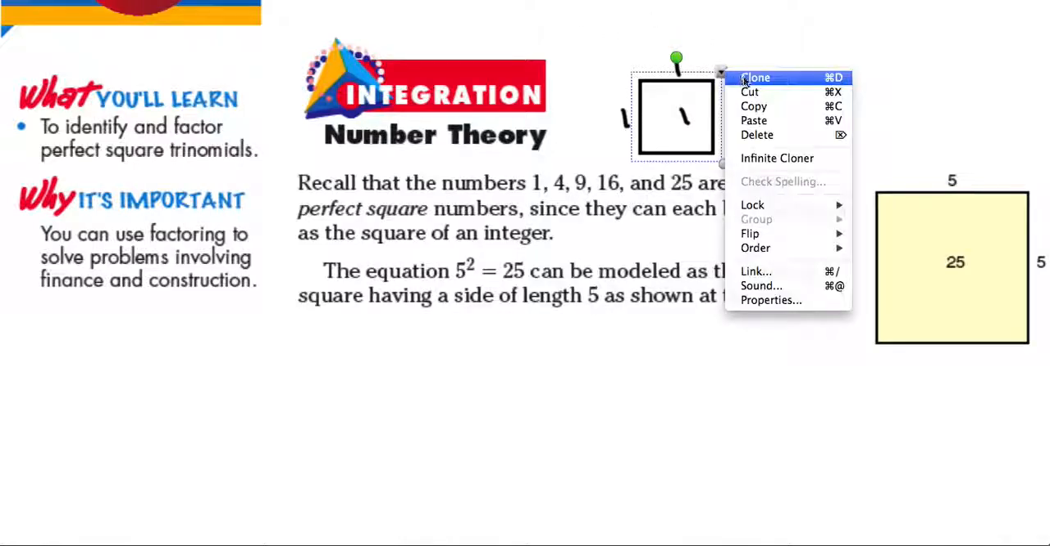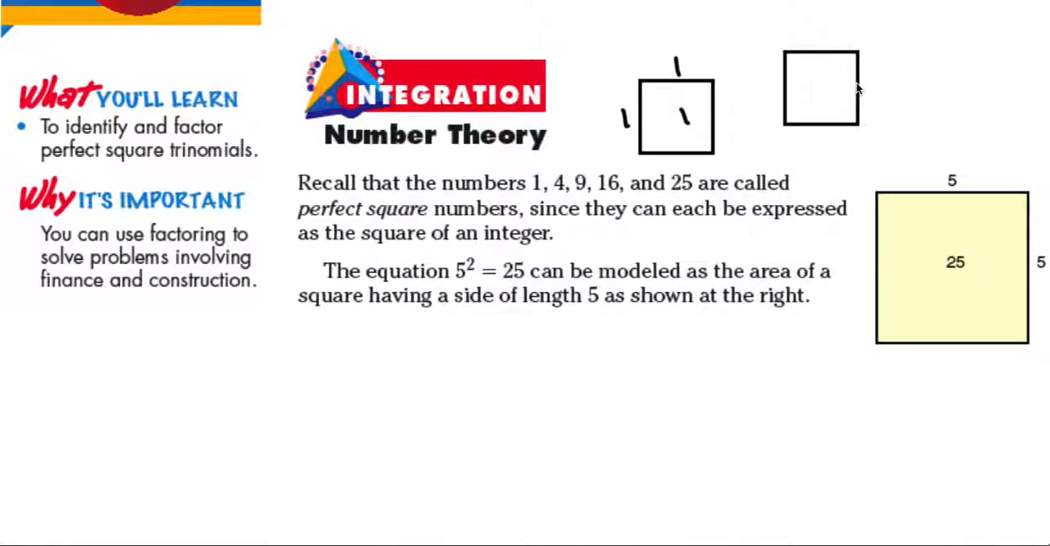4 is a square number because if I get another square and the area of my square is 4, the dimensions are 2 and 2. So 4 is a perfect square, 1 is a perfect square. It's the same thing with 9. It's a perfect square because 3 times 3 is 9. 16 is a perfect square because 4 times 4 is 16. And 25, as you see here, is a perfect square because the dimensions of the square are equal to 5. So they can all be expressed as a square of an integer.